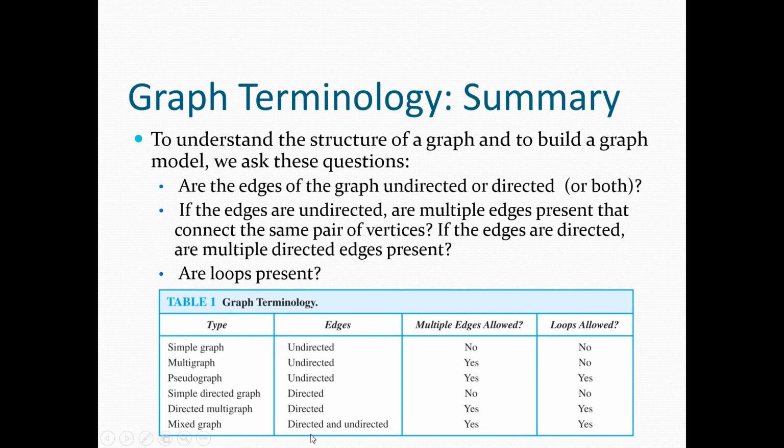Mixed graph: in a mixed graph you can expect anything. It can be directed, it can be undirected, it can be a combination of directed and undirected, and it can have multiple edges and loops. Since this is a mixed graph, it is a mixture of everything.